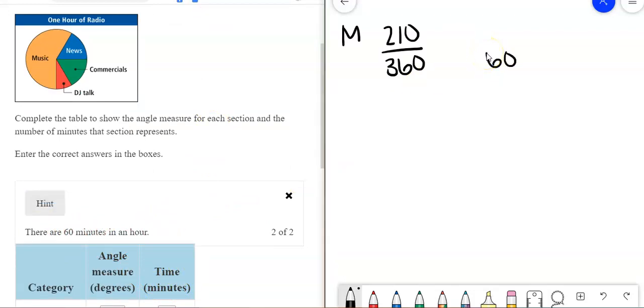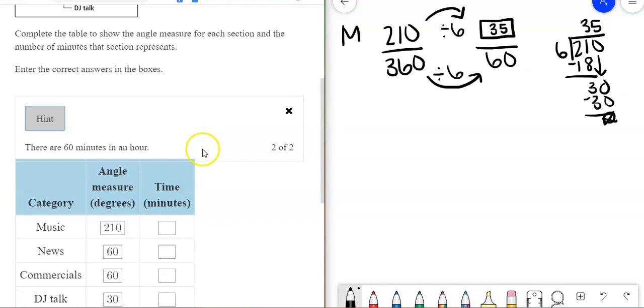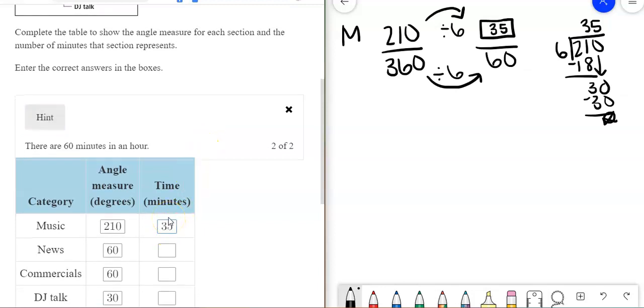So we're trying to find this right here. To make 36 into 60, I'm going to divide by 6. And so 210 divided by 6. 6 times 3 is 18. 18, 19, 20, 21. So we get 3. Drop our 0 down. 6 goes into 30 5 times. So I got 35. So 35 minutes for this one.